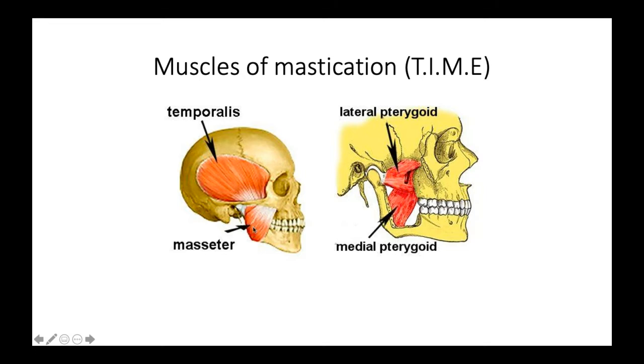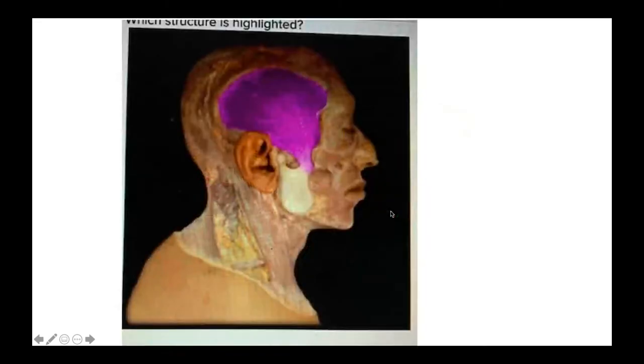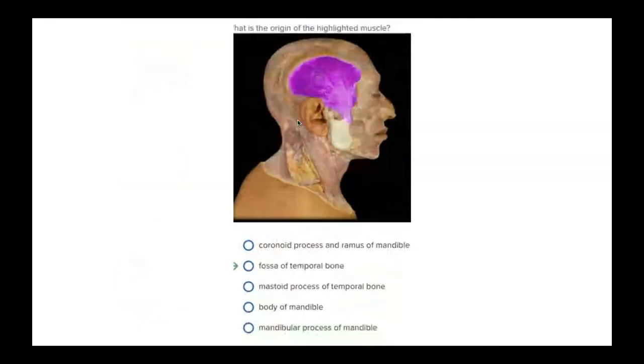Here's your temporalis and masseter. So let's not confuse masseter, if you look at the direction of these fibers, with the internal or medial pterygoid. The masseter is superficial to the mandible, whereas the medial pterygoid is deep and on the inside. So which structure is highlighted here? This would be the temporalis.